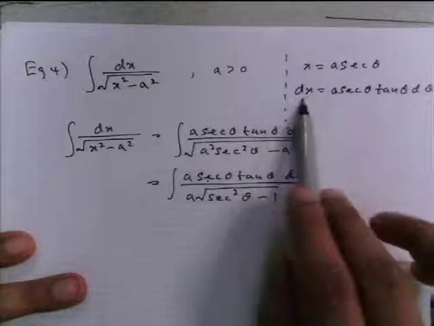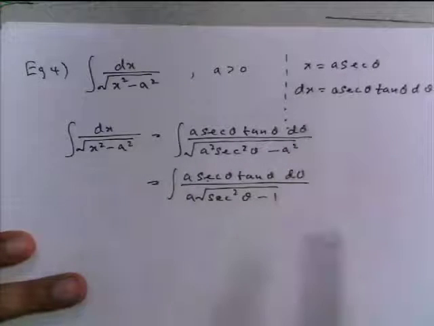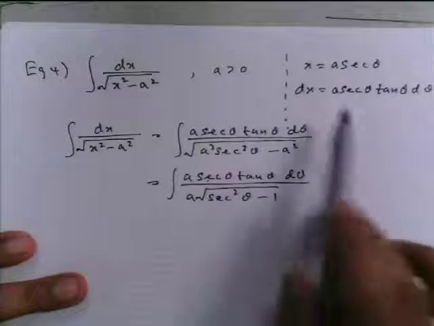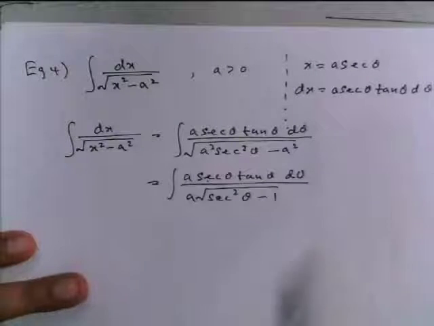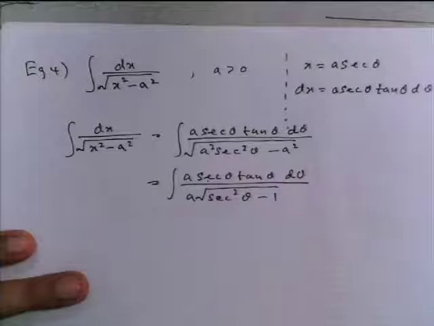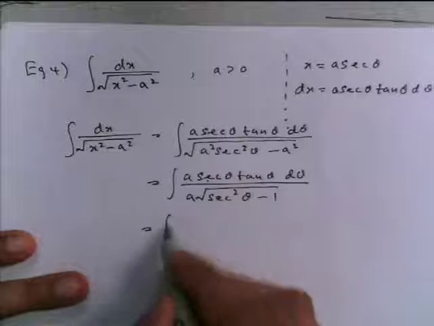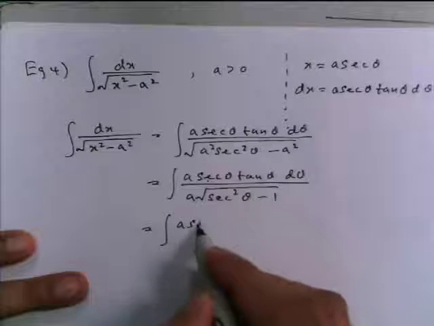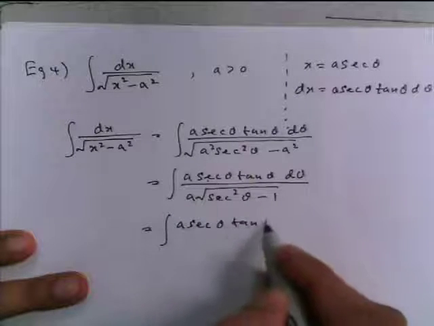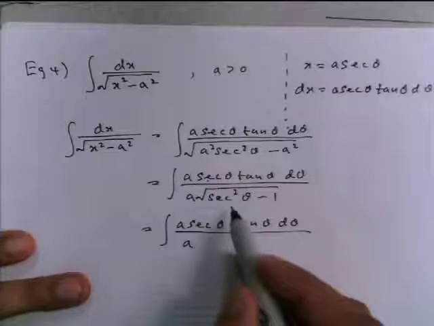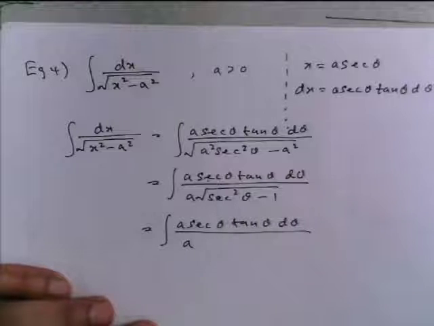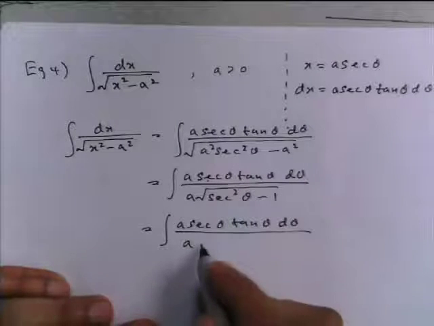This is what happens for any function where we use this substitution. It doesn't matter what the function is. And you can see the benefit. It's useful. In the next line you're going to see the benefit. So you have a secant theta tan theta d theta divided by a times the square root of secant squared theta minus 1. What is secant squared theta minus 1? Tan squared theta, and once you take the square root, it becomes tan theta.